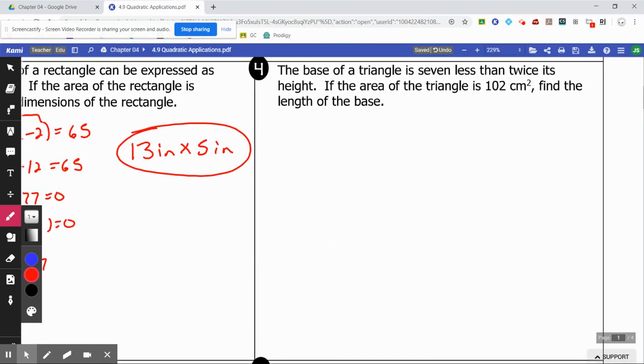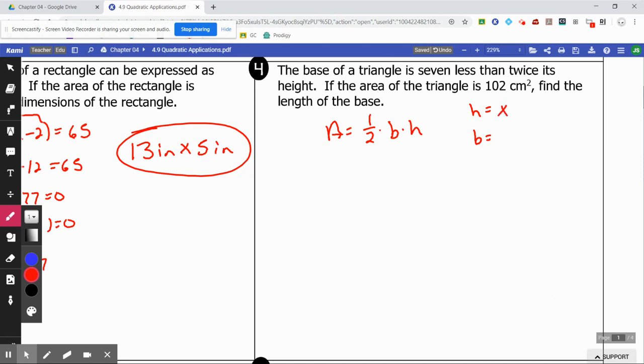Number 4, the base of a triangle. Now we're dealing with a triangle here. Well, we don't have to draw it because we know we're dealing with the area of a triangle here. The area of a triangle is equal to 1/2 times the base times the height. So it tells you the base of a triangle is 7 less than twice the height. So let's draw the height, and let's put a B for the base.